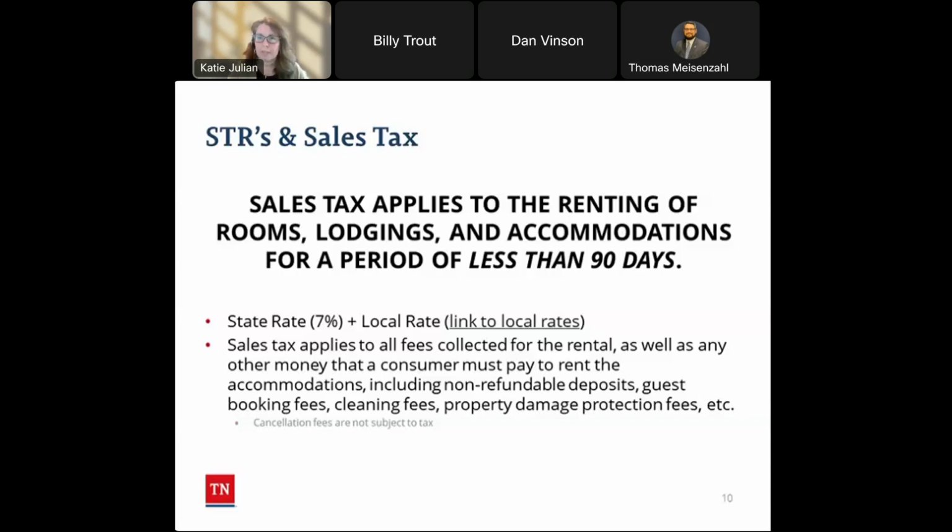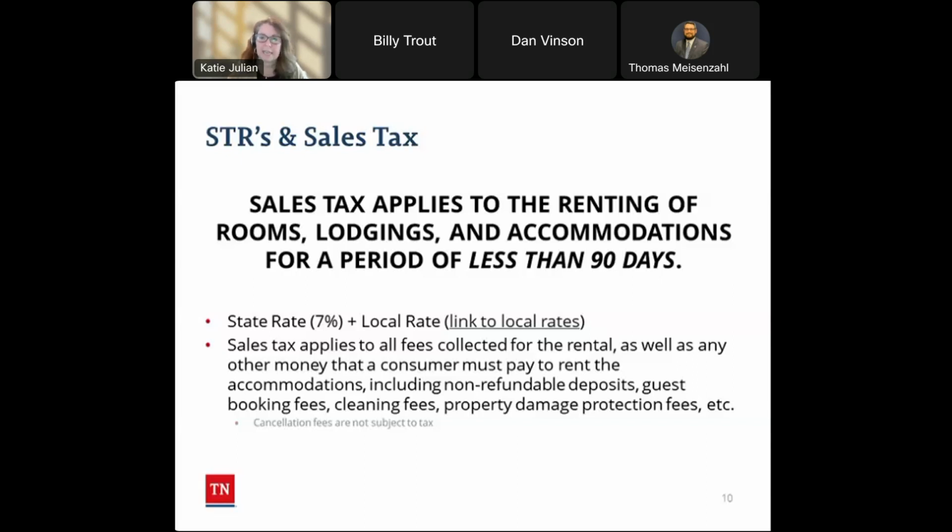So property owners, marketplace facilitators, and property management companies with over $100 a month in taxable service sales must register with the Department of Revenue and collect and remit sales tax. Both the state and local tax are remitted on the same return.